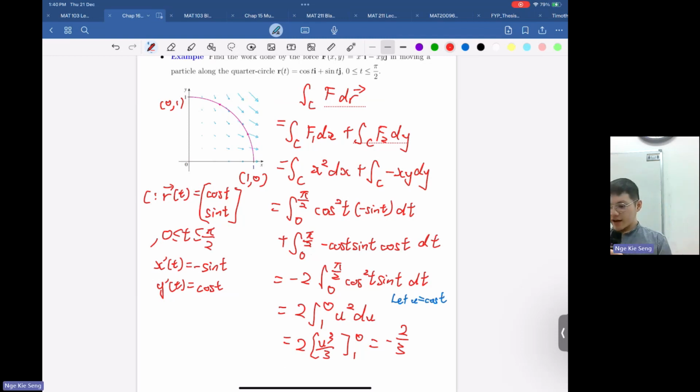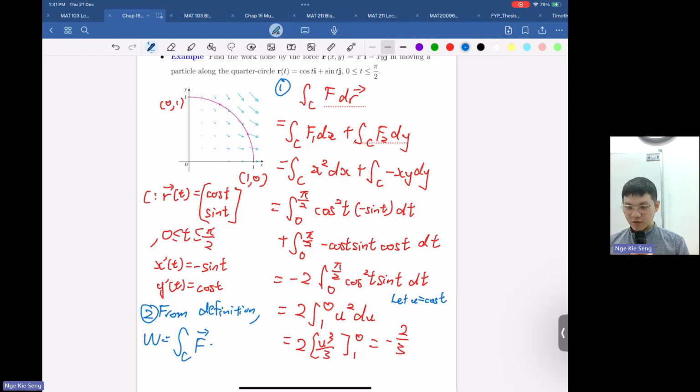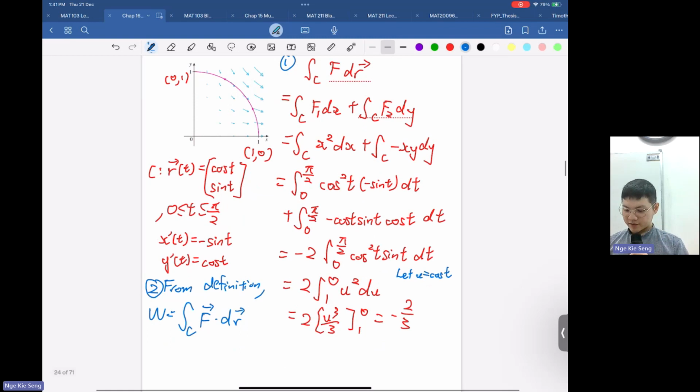Okay, so let's try and work out from the first definition. What's the first definition? This one is the first method. From definition, what do we have? Work done equals integrating the vector field dot with my changes in the curve. So let's start from definition. Definition says what? This equals to what?